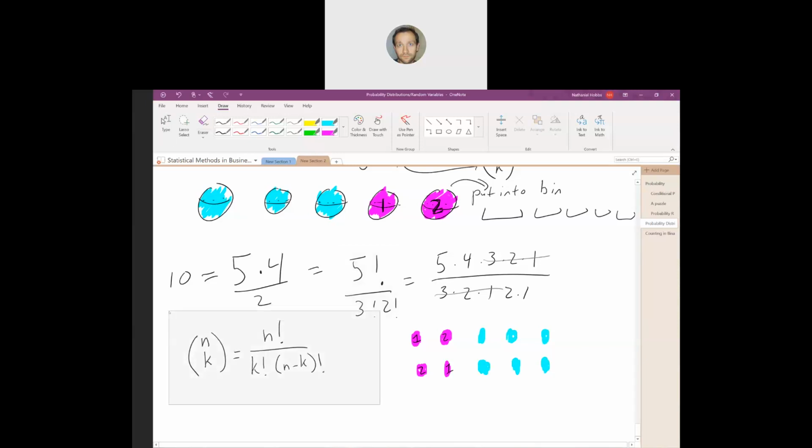So where is this coming from? Why is it n factorial, k factorial, n minus k factorial? That's a lot of factorials. Well, this n factorial is sort of pretending that we do care about order. If each of these balls had numbers, then there would be 5 ways to have the first ball, 4 ways for the second ball, 3 ways for the third ball. And so this would be the number of permutations of 5 balls.